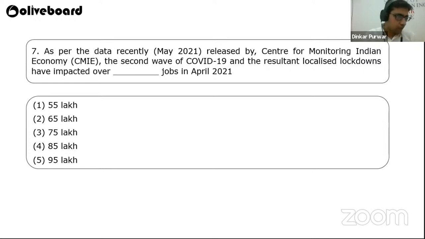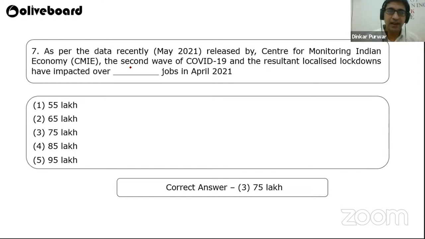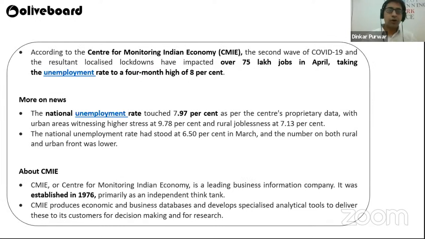The answer of this question is 75 lakhs in April 2021. 75 lakh jobs have been impacted all over the country as per the CMIE data. Good, Saurabh. According to the Center for Monitoring Indian Economy, CMIE, the second wave of COVID-19 and the resultant localized lockdown impacted around 75 lakh jobs in April, taking the unemployment rate to a 4-month high of 8%. It is a very high percentage.